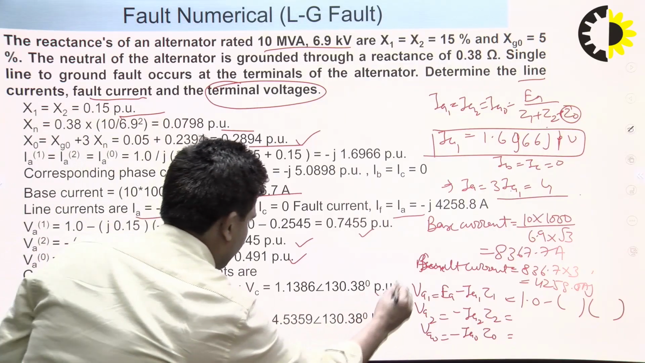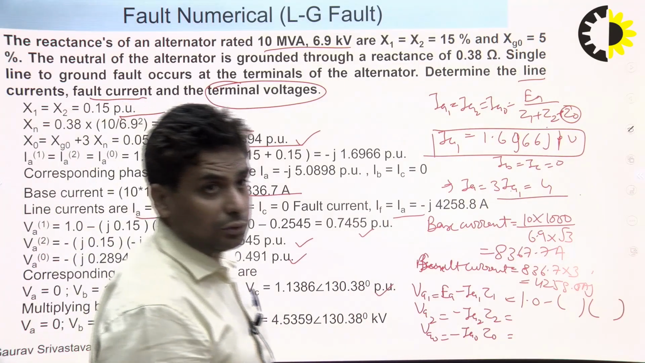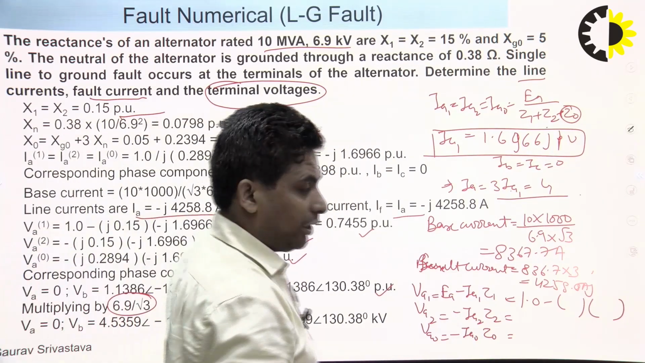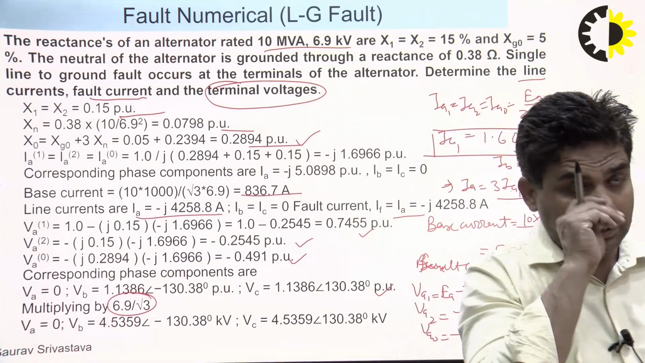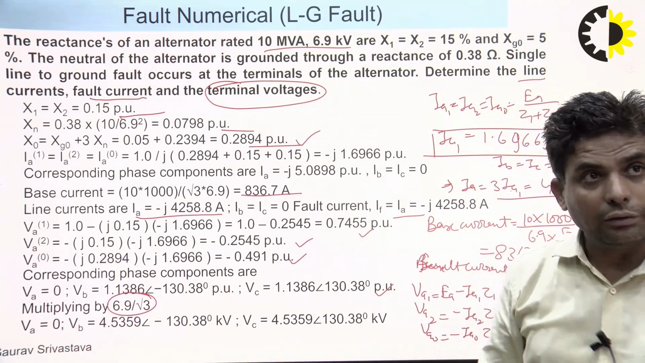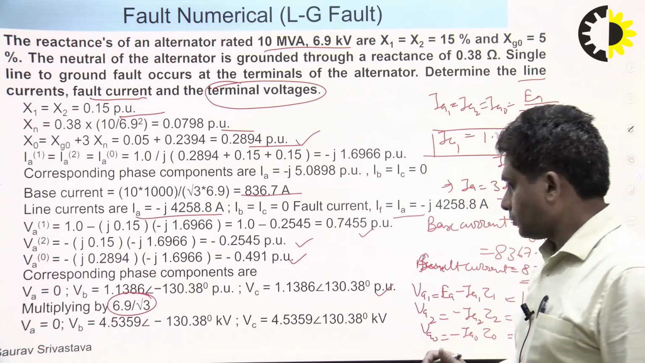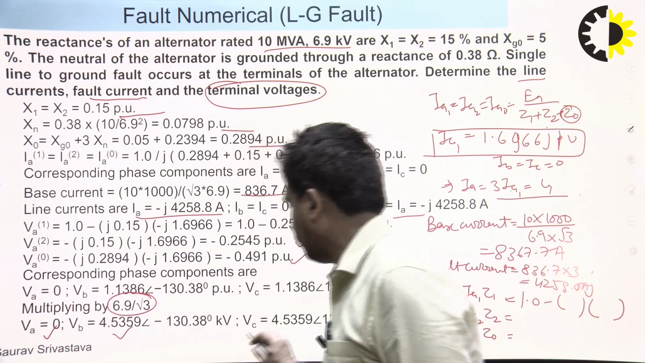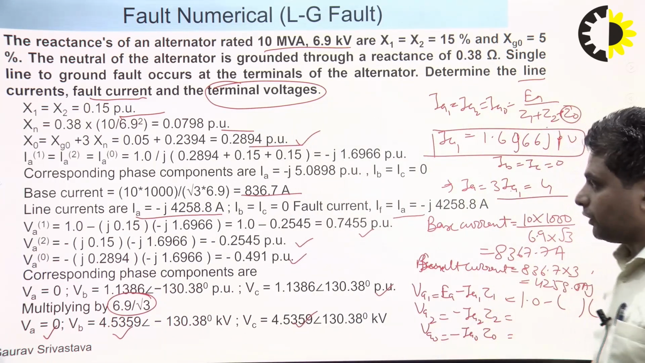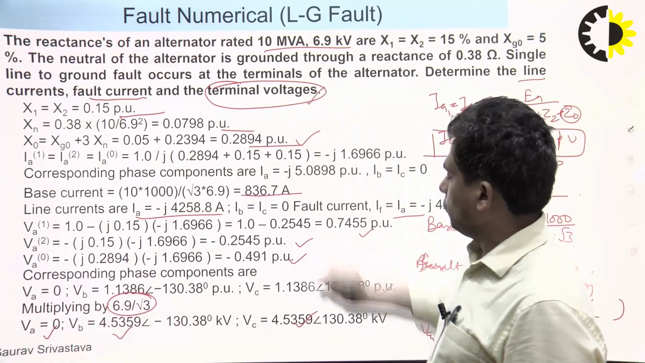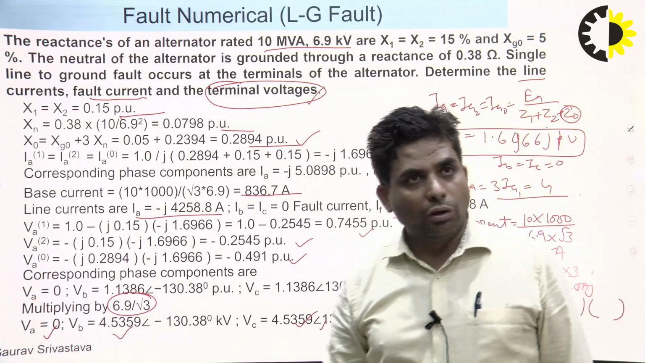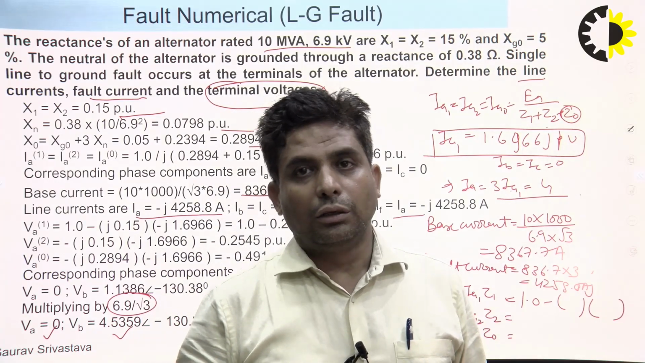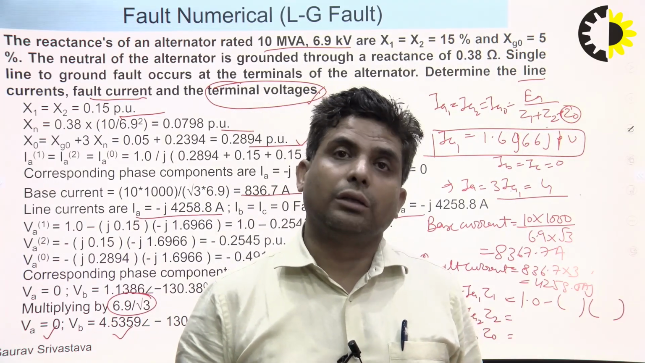To convert the per unit values into actual voltages, we multiply by 6.9 divided by root 3, because of the 3-phase star connection from the alternator point of view. So VA is equal to 0, and VB and VC take these values. So we finally calculate the terminal voltages also. That is all about the LG fault, and in the next lecture we will discuss the double line fault and the double line to ground fault.